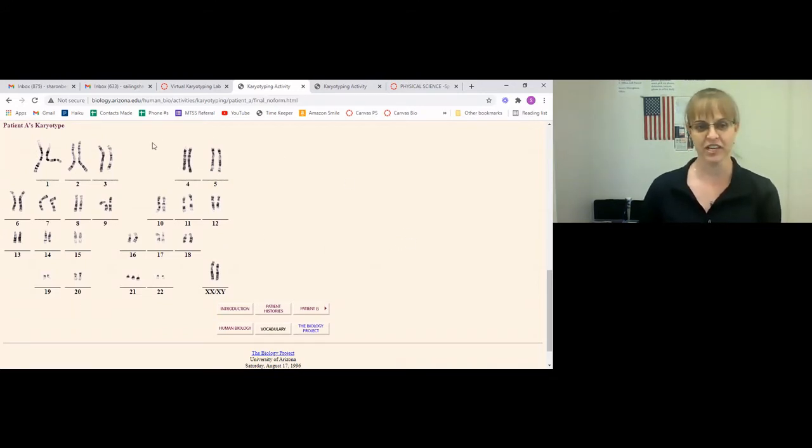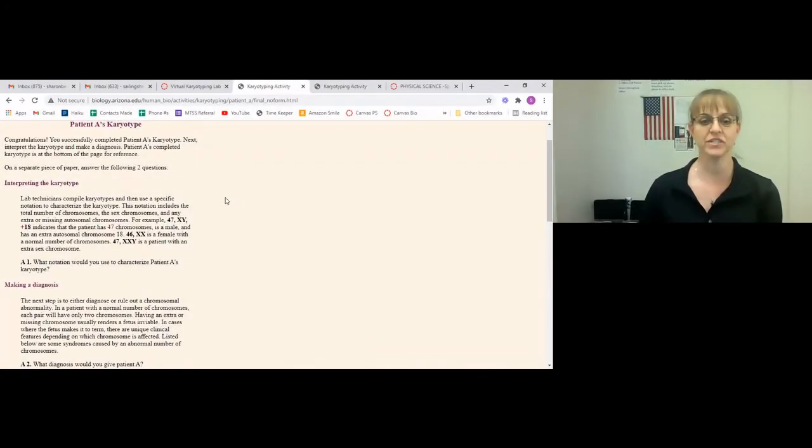Now look carefully. There is a problem here. What is that problem? Well, if you'll notice, chromosome 21 has 3 copies. That's not good. When you scroll to the top, it will tell you how to write the karyotype notation. So for a different karyotype, 47XY plus 18 indicates the patient has 47 chromosomes, is a male, and has an extra autosomal chromosome 18.